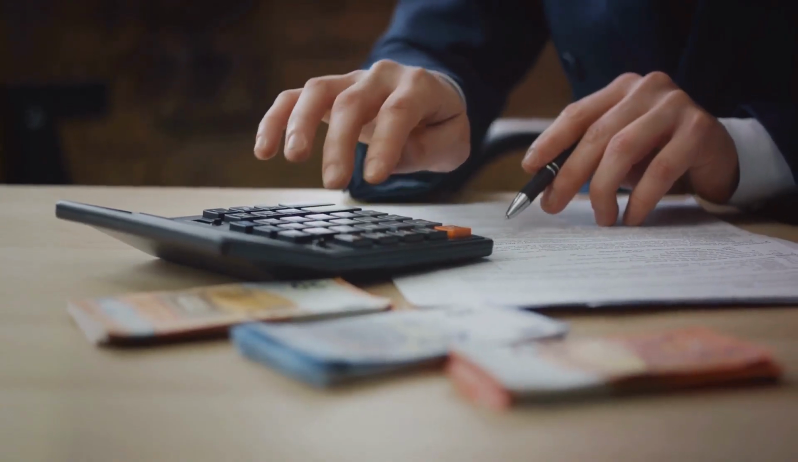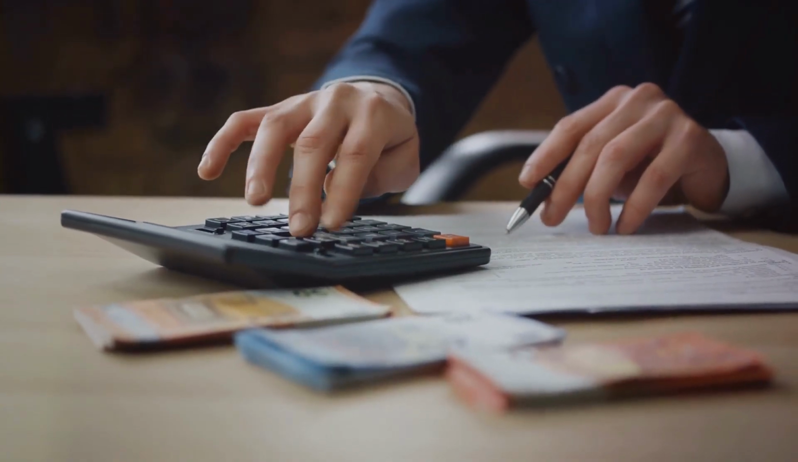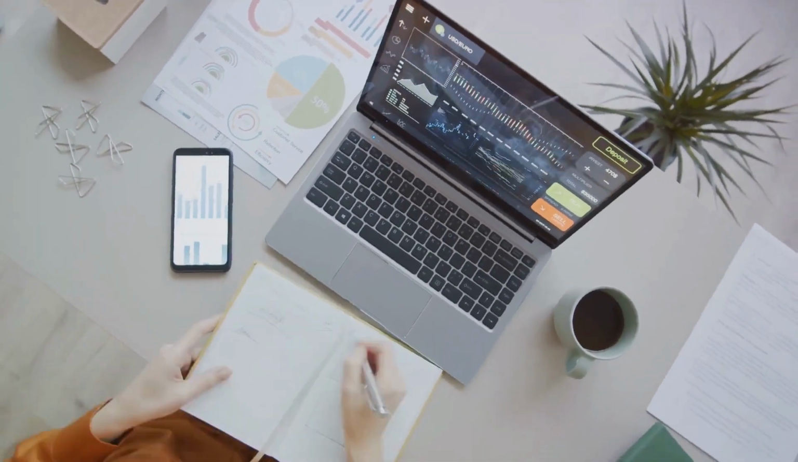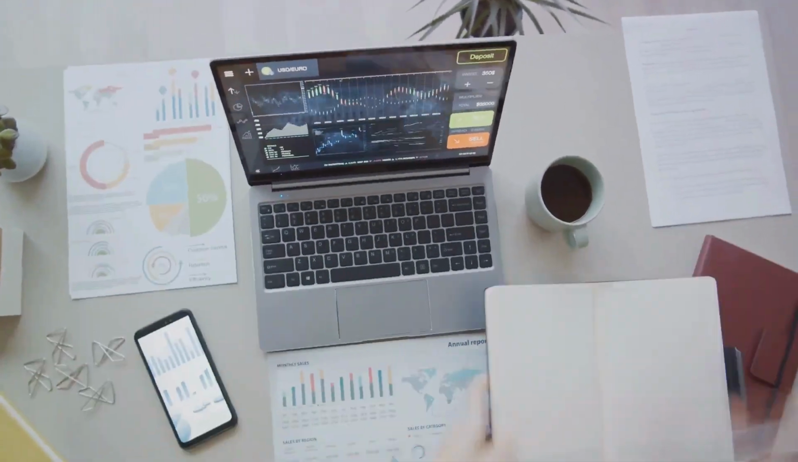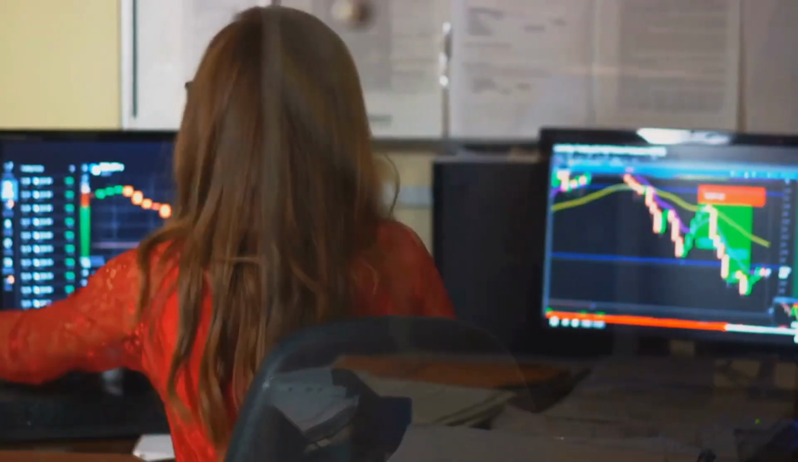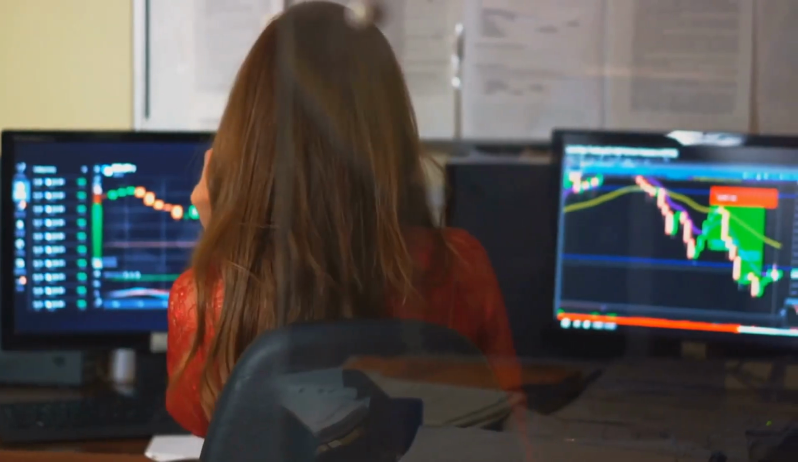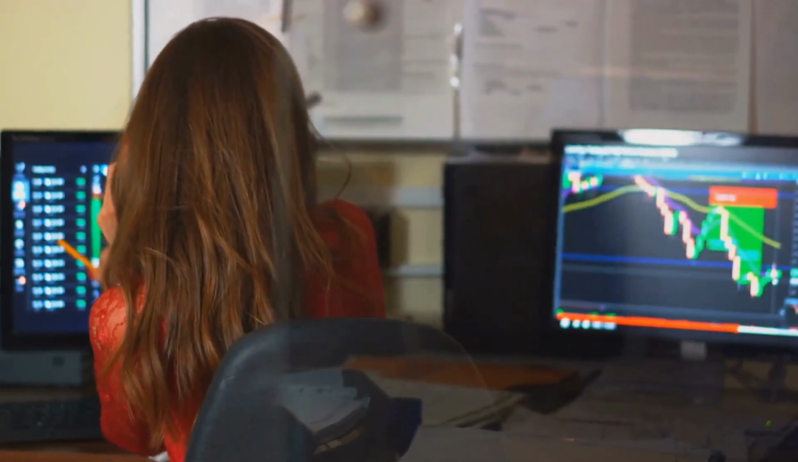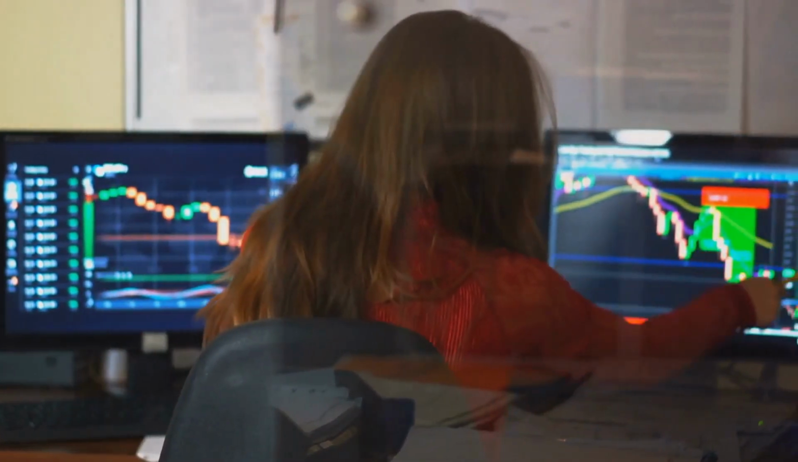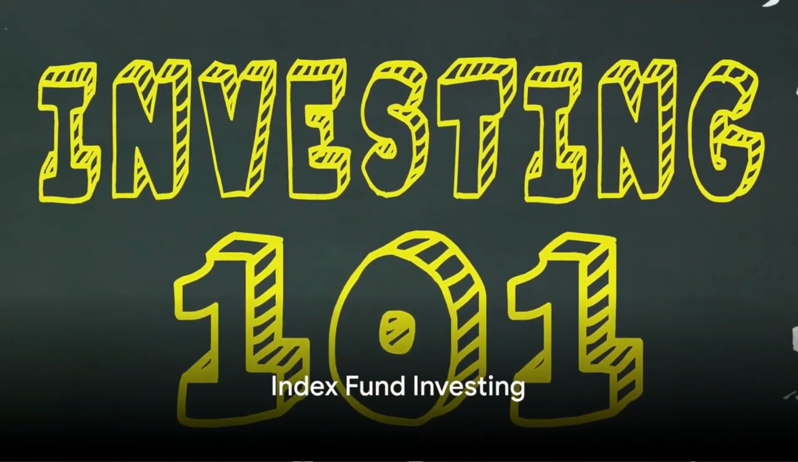So that's dollar cost averaging for you. It's a simple, systematic approach to investing that can potentially mitigate some of the risks associated with market volatility. But remember, it's just one of many strategies out there, and what works best will depend on your individual circumstances and risk tolerance. Next on the list is index fund investing.